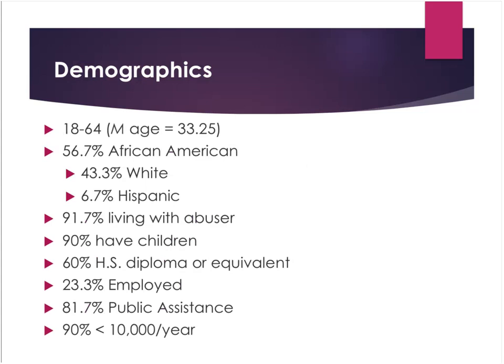Similar demographics to the first study: a young sample, primarily African American and white, almost all living with the abuser, most have children. We do find consistently that from these shelters, they're relatively educated. 60% had a high school diploma or a GED. Most are unemployed, most on public assistance, almost all low SES.